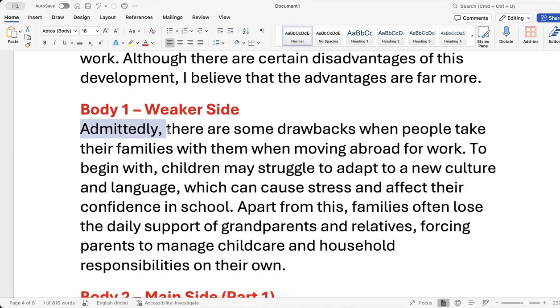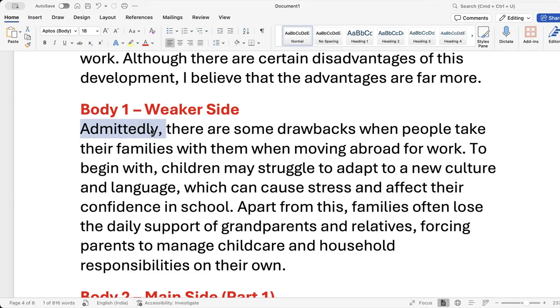You don't agree with him completely. Your main opinion is totally different, but you agree with certain points of his. You agree that there are certain drawbacks, but you say overall it is beneficial. In the long run, if I consider the overall picture, it is beneficial, but you admit that there are certain drawbacks. So admit is always used with the weaker side. Please remember this. The weaker side.